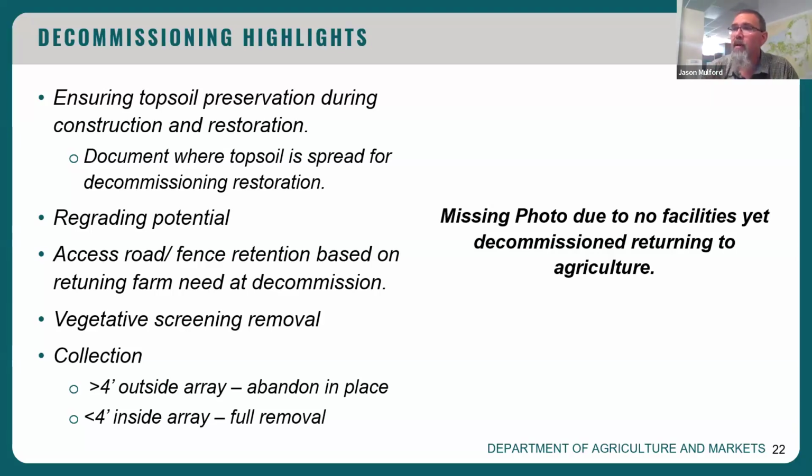A lot of topics on decommissioning relate to the retention of the fence and access roads for the farmer. In the case where the sheep industry really does take off, that fence would be nice to maintain that operation. We would consider that depending on where we are at that time. Vegetated screening removal: a lot of times that's not included in decommissioning plans. If everything else is being removed, we want the screening removed to bring it back into active ag production.